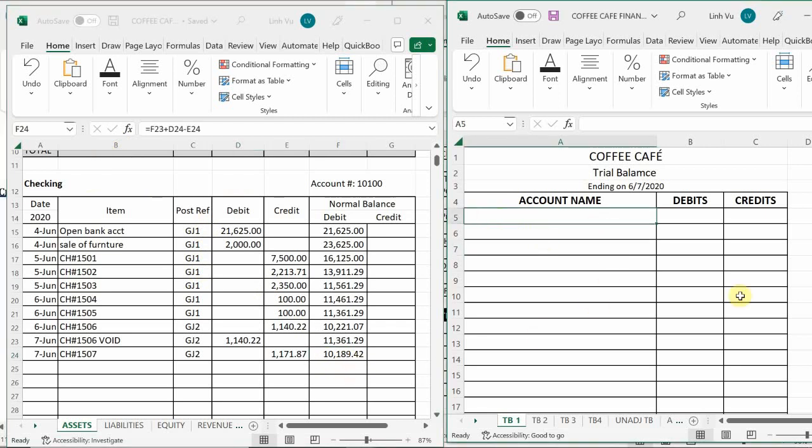So the first thing I'm going to list out is my checking, because that is what I currently have an account balance for. I have a debit balance. I'm looking at the end of my transactions as of the 7th, and it tells me right here that this is my current balance in my checking account. I have $10,189.42 in my checking account on the debit side. This is how we read our normal balances. That's why we have the equation here. That tells me at the end of my week of transactions, this is my current account balance at the end of the last transaction that I've done.